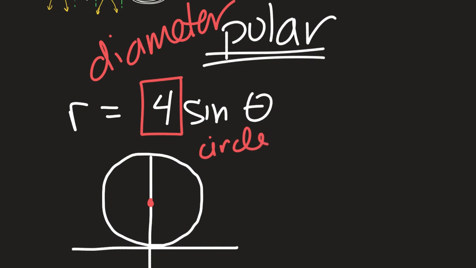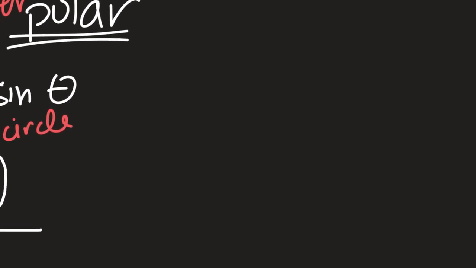Right? If it were a cosine, a positive cosine, it would be centered along the positive x-axis. Negative cosine would be along the negative x-axis. Negative sine would be along the negative y-axis. Okay, that's all the negatives tell you about these polars.